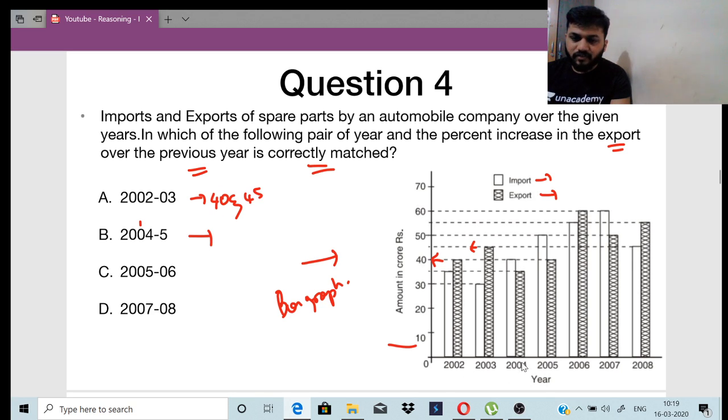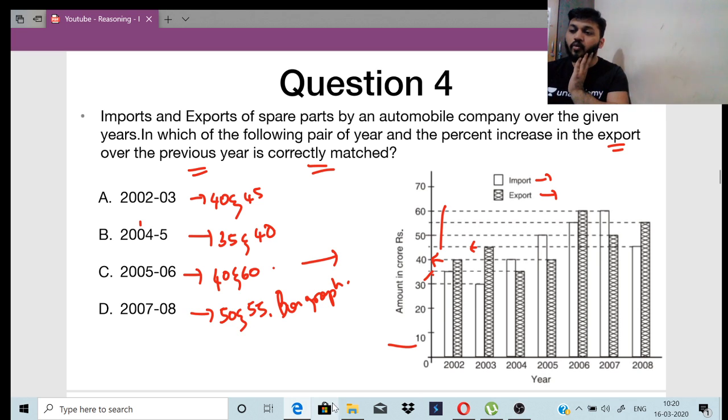Okay, 4 and 5: 4 it is 35, 5 it is 40, so it is 35 and 40. Amount in crore rupees. 5 and 6 जाते हैं, 5 में 40 है और 6 में 60 है, so 40 and 60. And 7 and 8: 7 is 50, 8 is 55. These are the amounts in crores of rupees in the respective years.